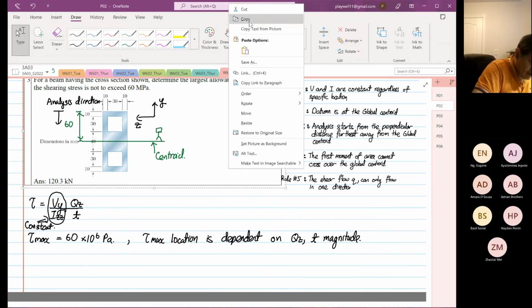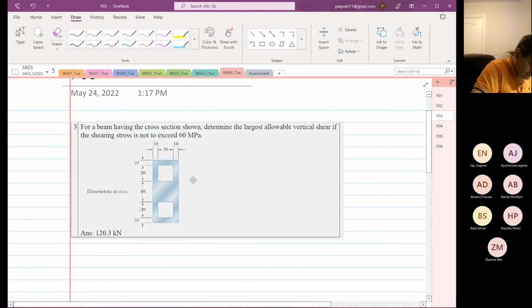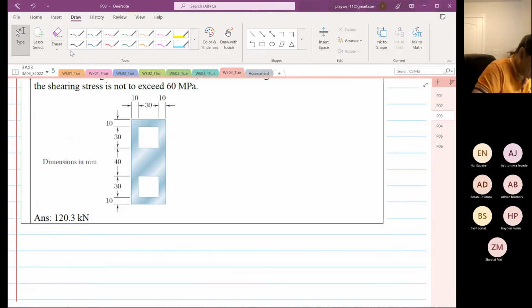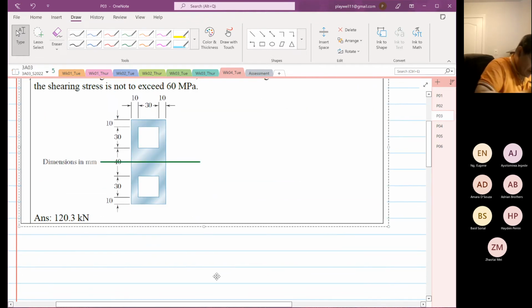So I'm going to copy this image over here. What do I mean by that? If we look at the centroid, let's assume we don't know where it is. I would like to elaborate my point. What do you mean by Qz over t? Now we know that this is our centroid.